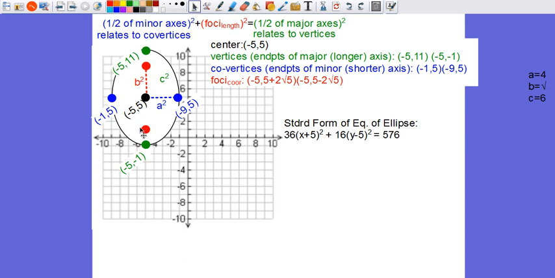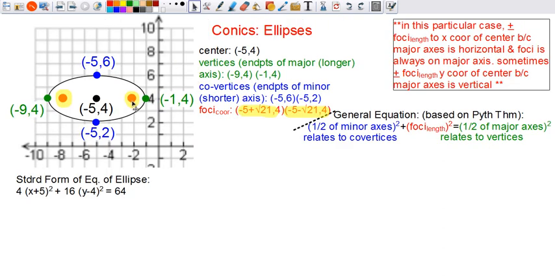The foci are always going to be on the major axis, the longer axis. This vertical axis is longer than the horizontal axis, therefore the foci are on the vertical axis, which is the major axis. In this other example, the major axis is horizontal, and therefore the foci are on a horizontal axis.